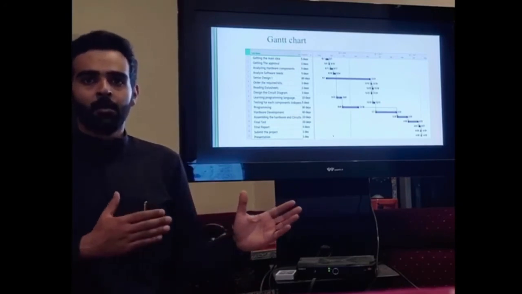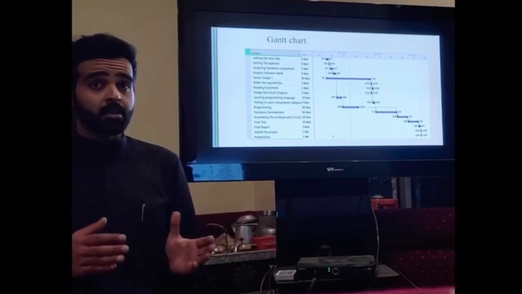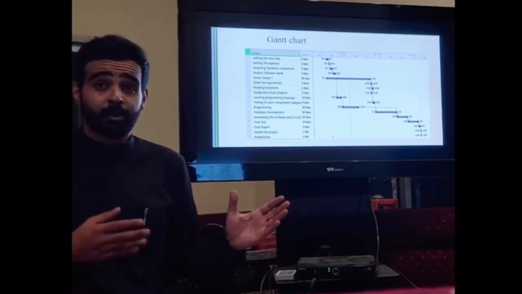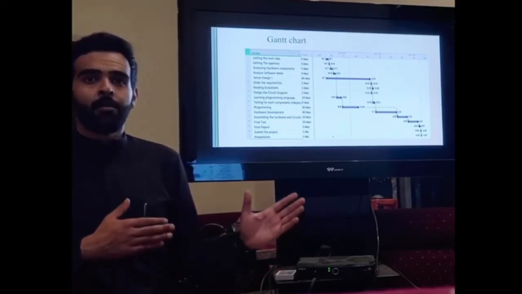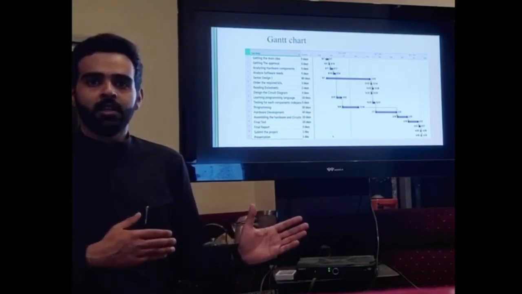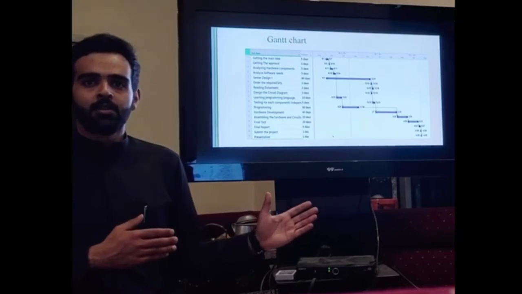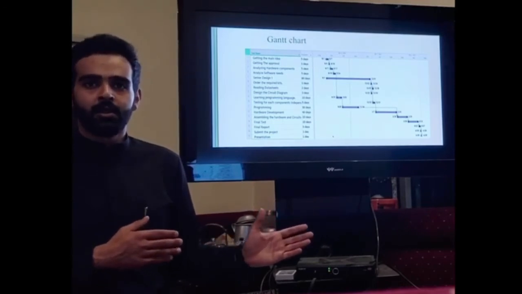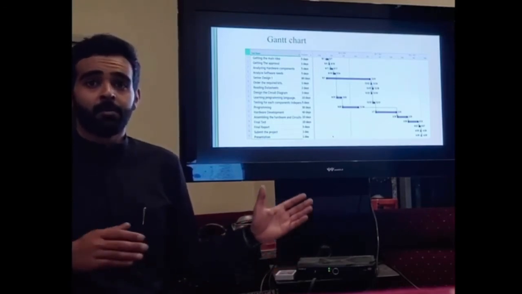Learning the programming language takes 10 days. Testing each component independently takes 5 days. Programming takes 30 days. Hardware development needs 40 days. Assembling the hardware and circuits takes 20 days. Final test takes 20 days. Final report takes 3 days. Submitting the product takes 1 day.